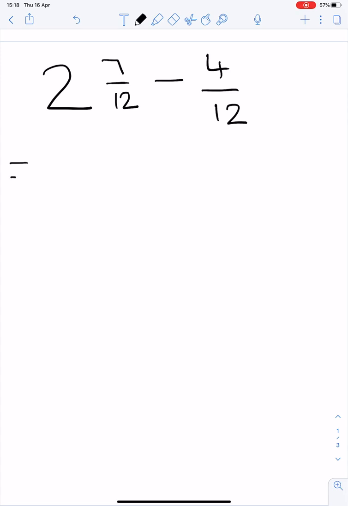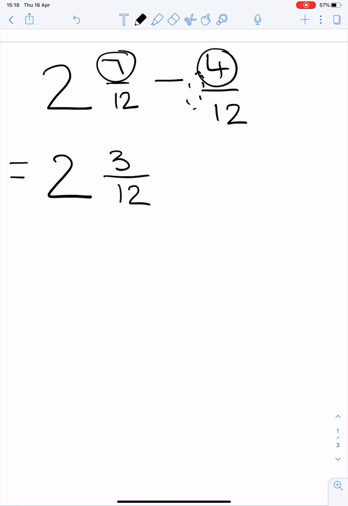If we look at example 3, the sum is 2 and 7 over 12 minus 4 over 12. Whole numbers first. 2 minus nothing is 2. 7 minus 4 is 3, and they are over 12. Once again, we need to simplify that answer. We can divide top and bottom by 3. So our answer is 2 and 1 over 4.